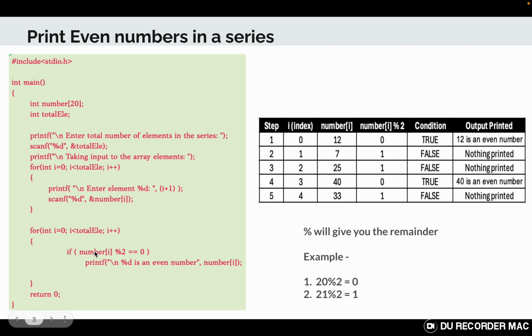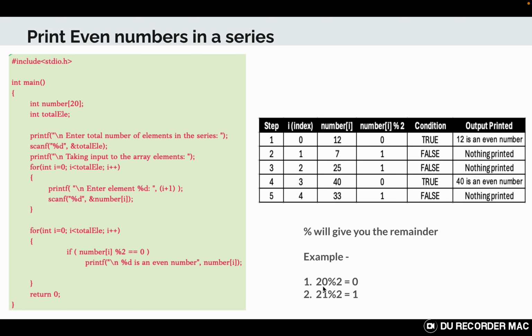The logic is number percentage 2. So if you see here, these are the inputs the user has entered: 12, 7, 25, 40, 33. And the logic is number percentage 2. So the number percentage 2 will give 12 percentage 2. And what will the percentage give? Percentage will give you the remainder.